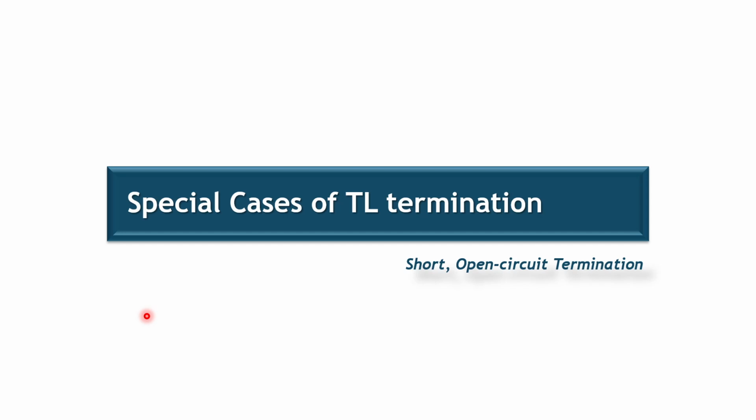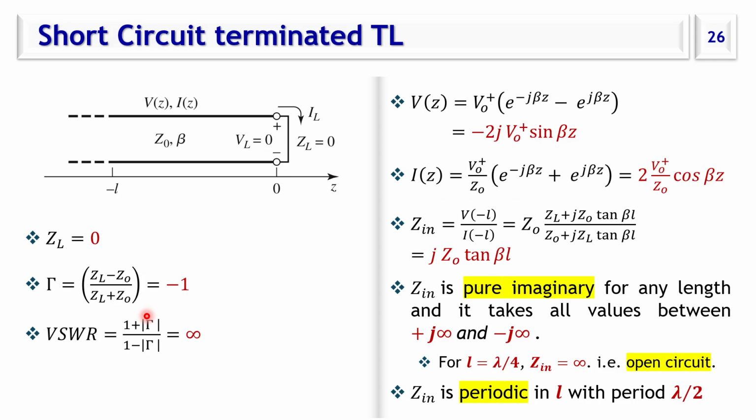There are some famous special cases of transmission line termination that it is always good to go through, and we're going to do that. The first one is the short-circuited terminated transmission line. Short-circuited means ZL equals 0. When ZL equals 0, we just substitute in the expression for the reflection coefficient. We'll find that the reflection coefficient equals minus 1, which is full reflection, and the standing wave ratio would be infinity.